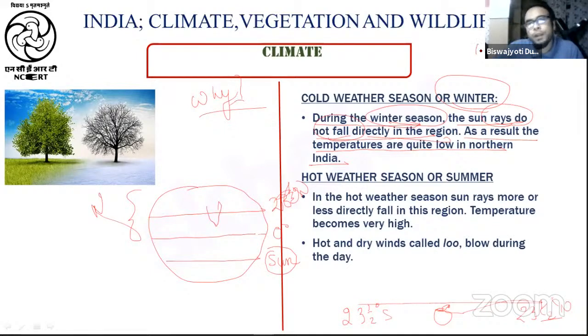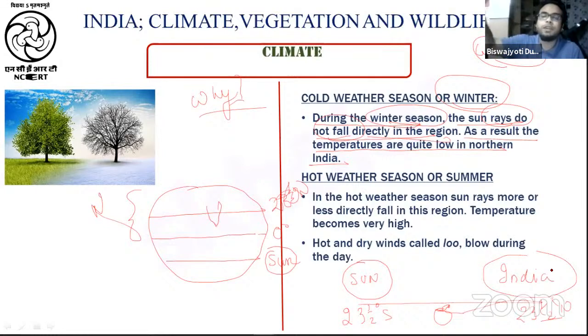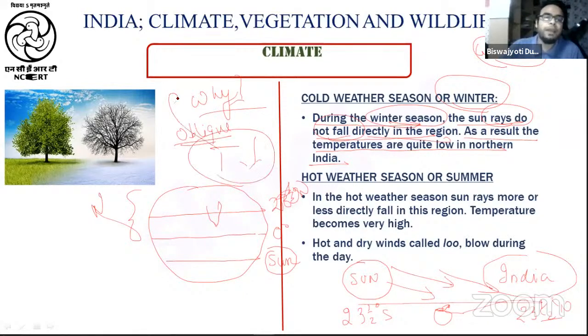So during the winter period in the northern hemisphere, the sun is present here, meaning the sun is present in the southern hemisphere. Therefore, the rays which fall in India, which is found near the Tropic of Cancer, will they be oblique or not? And if the sun rays are oblique, what will happen to the temperature? The temperature will start to fall, meaning we will have the winter season.